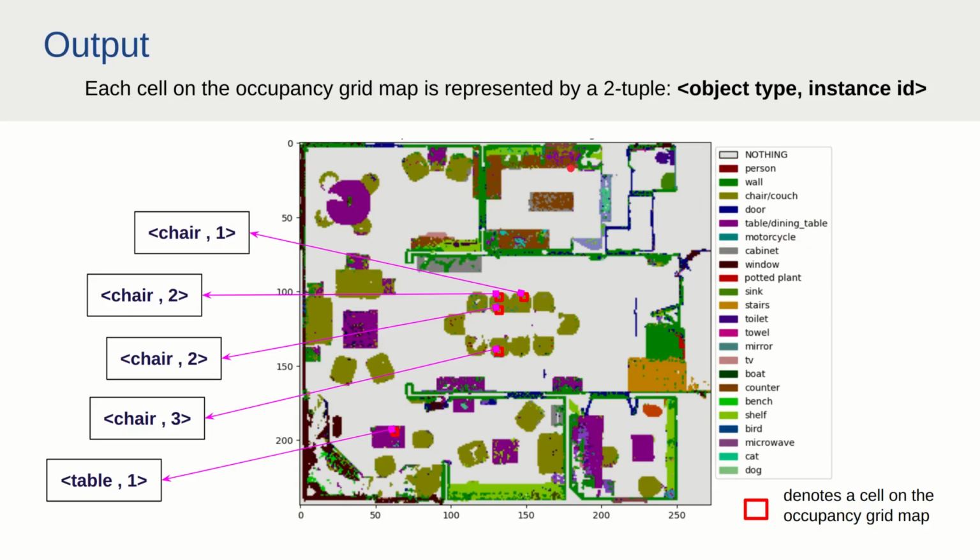As depicted in the presented SI maps, each grid cell stores both semantic and instance information, allowing us to carry out navigation tasks based on instance level queries.